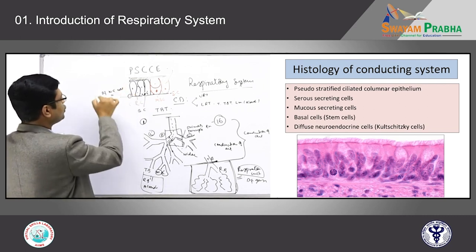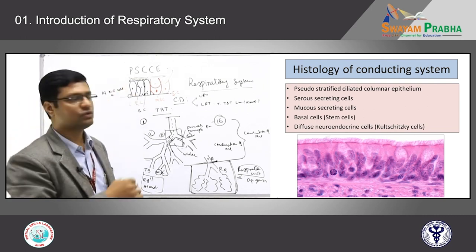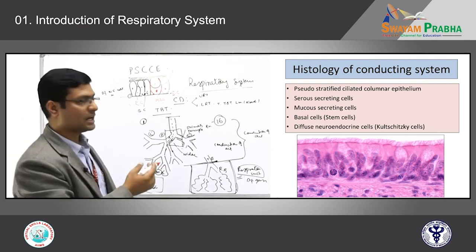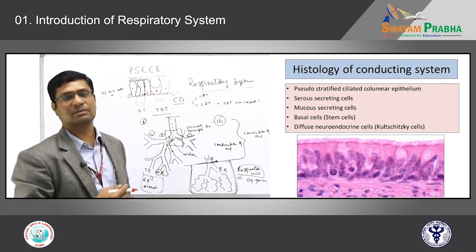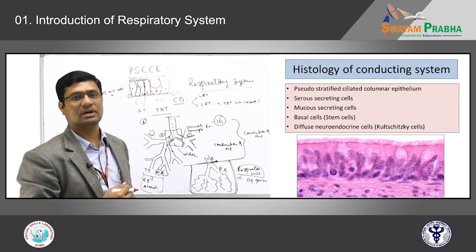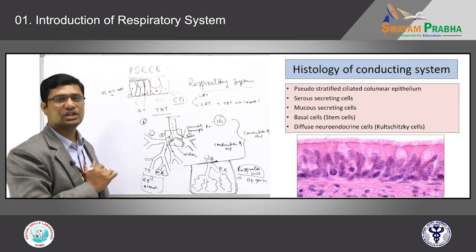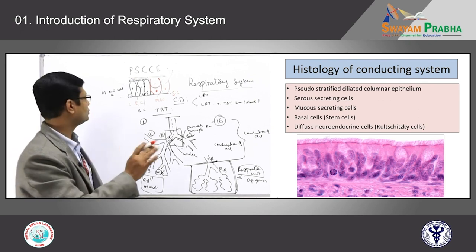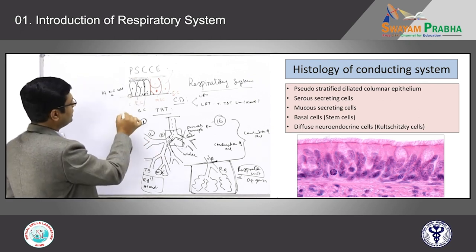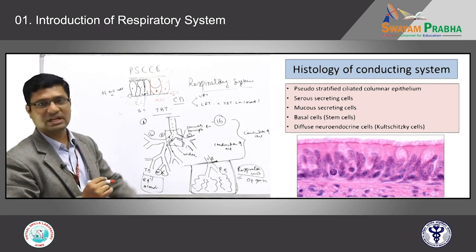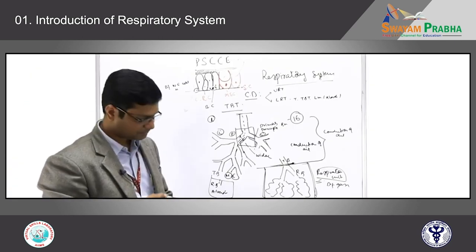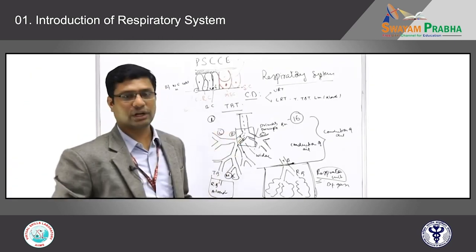All neuroendocrine tumors of the respiratory tract, that we are going to talk about when I take up the tumors of the lung, for example, the carcinoid tumor, atypical carcinoid, small cell carcinoma, large cell neuroendocrine carcinoma, all these tumors arise from the neuroendocrine cells, that is called the Kulchitsky cell, right? This is about the tracheobronchial tree.